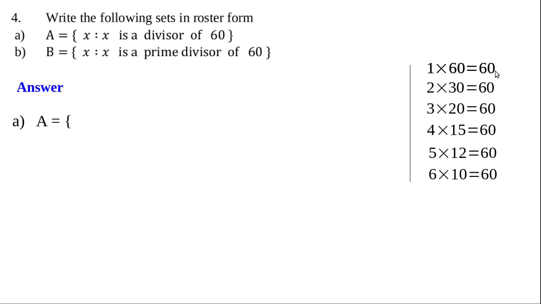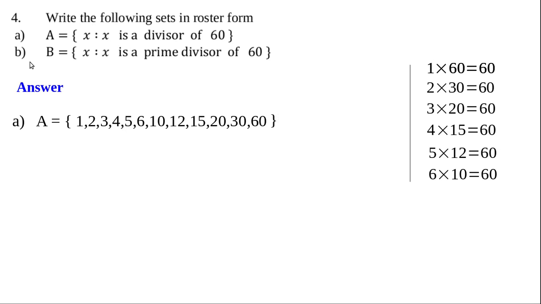It means that the divisors of 60 are 1, 2, 3, 4, 5, 6, then 10, 12, 15, 20, 30 and 60. These are the divisors of 60, 1, 2, 3, 4, 5 up to 60. Okay. I wrote all the divisors of 60, separating the elements by commas and enclosed within brackets. Hence, this is the roster form of this question.